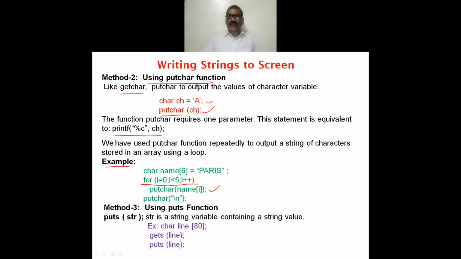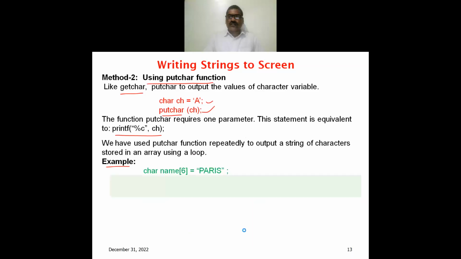Then coming to the third method, which makes use of the puts function. So puts of str is also called an unformatted output function, just like gets. We are making use of puts. Gets and puts, getchar and putchar are called unformatted input output functions. It contains all the white space characters also, and it is able to display them onto the screen.